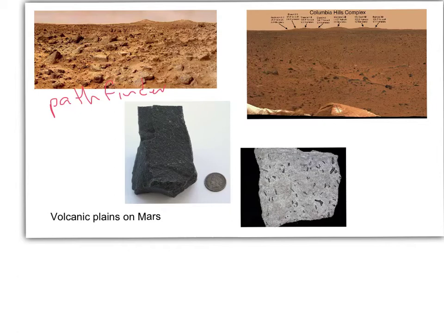So I wanted to really focus on this. If you look at this plain, it's mostly volcanic rocks just scattered all over the place with some sand and dust mixed in. Those volcanic rocks would have been the result of extensive lava flows that came out on the surface of Mars.